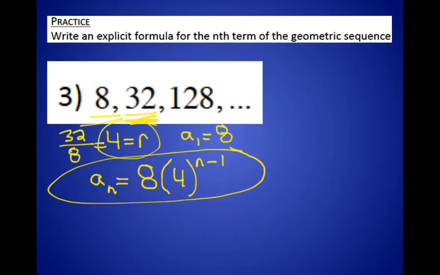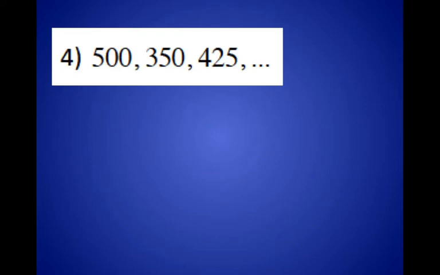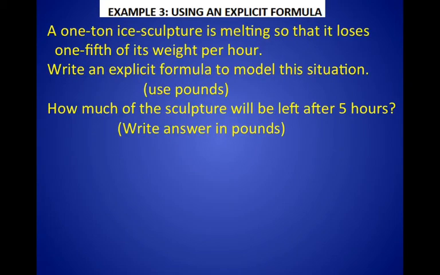Skip 4, I didn't like that one. And then go all the way to the practice, and I'll show you how we can find particular terms. So I'm looking at, so skip that, make a little note, skip that, and, oh, I have an application that I didn't print here, so let's take a look at this one. So an ice sculpture is melting, so it loses 1/5 of its weight per hour. So I didn't have this one set up ahead of time. Alright, so it loses 1/5 of its weight per hour, so let's figure out what this one would be.